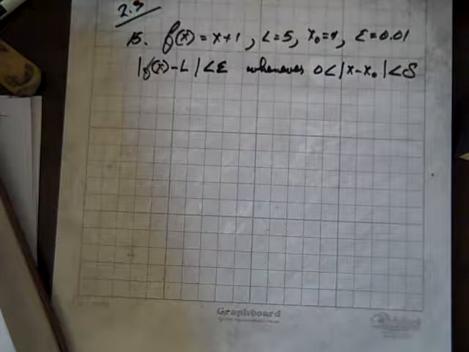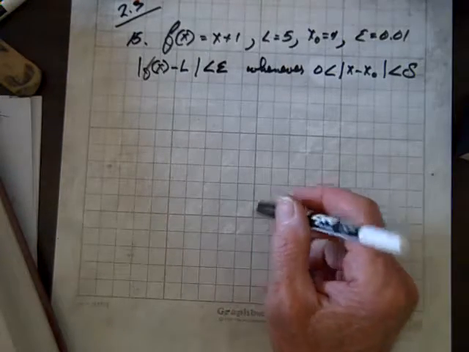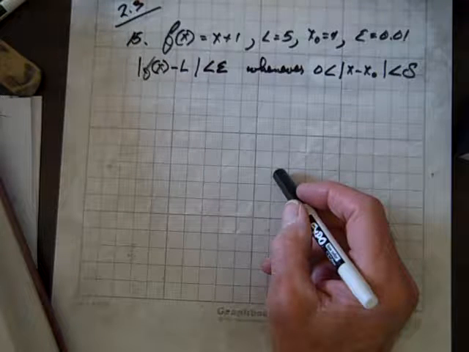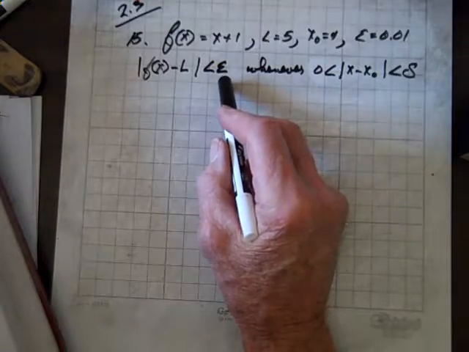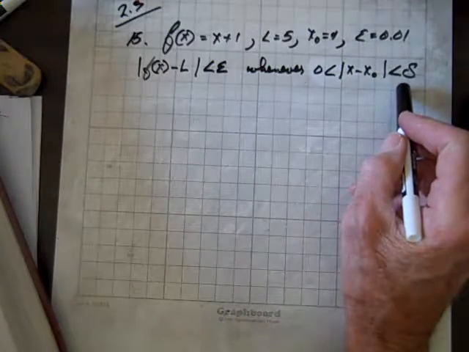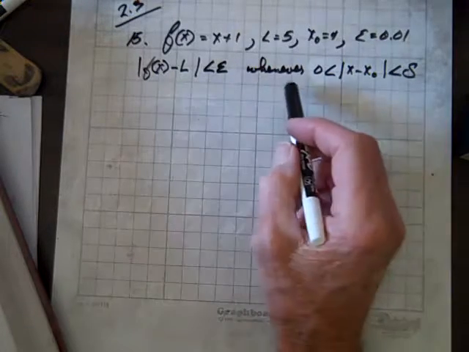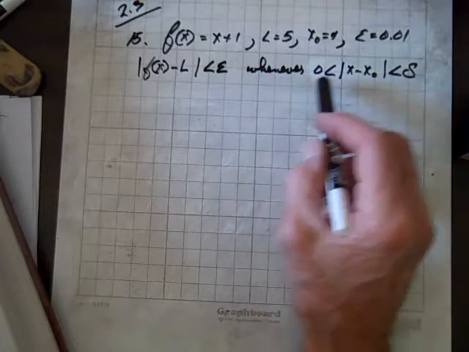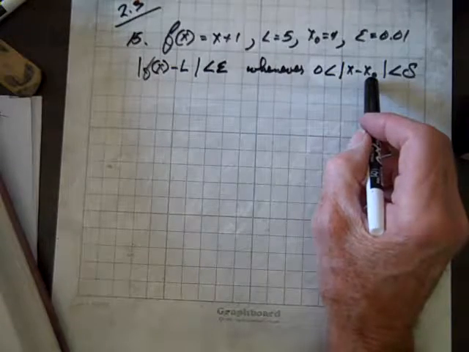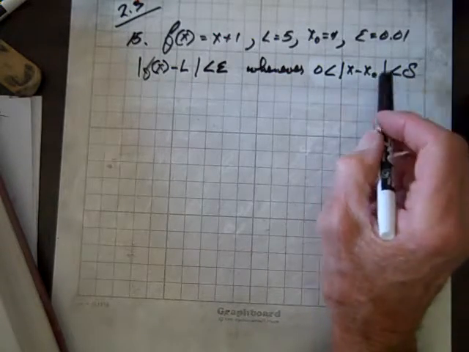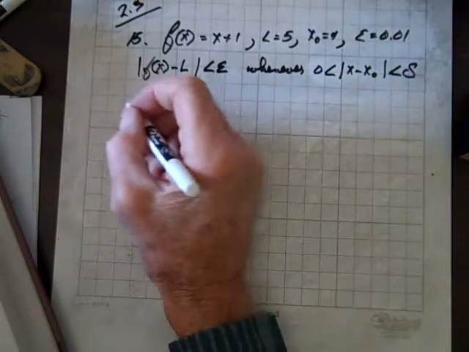Now we're doing question 15 on section 2.3, and we're going to employ the definition of a limit, which says for every epsilon greater than 0, there's a delta greater than 0, such that the absolute value of f of x minus the limit of the function is less than epsilon whenever the difference of x and x sub naught is less than delta, the absolute value of that difference. So let's go ahead and build these inequalities.